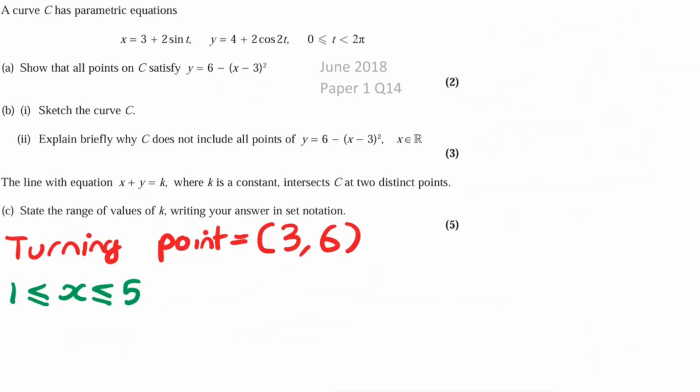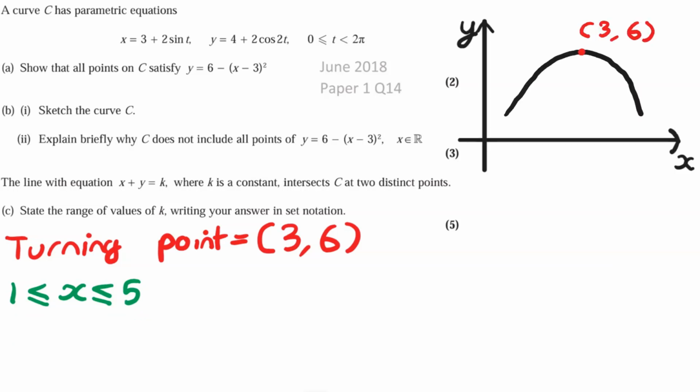Okay, so now we know that we're going to be drawing a quadratic with a turning point (3, 6), with the x values between 1 and 5. So it's going to look something like this here.